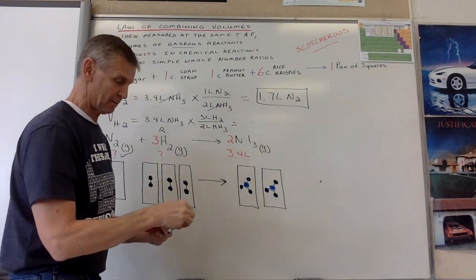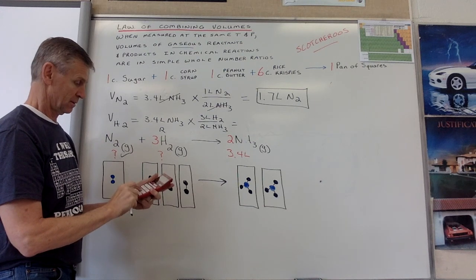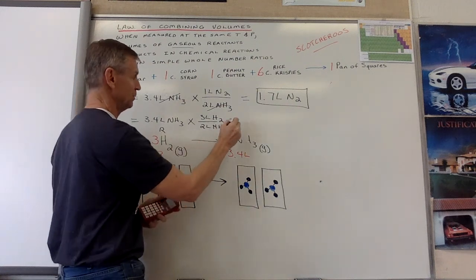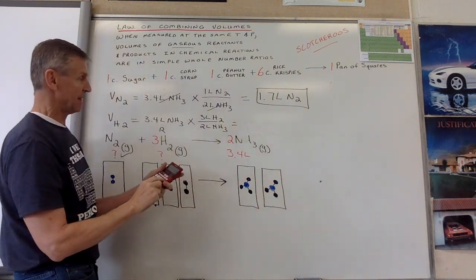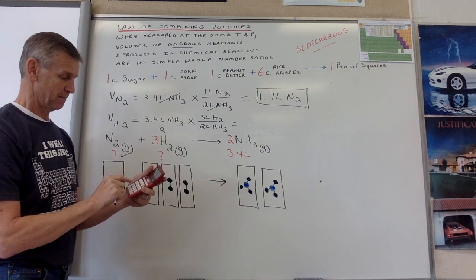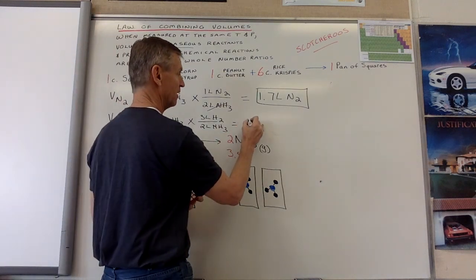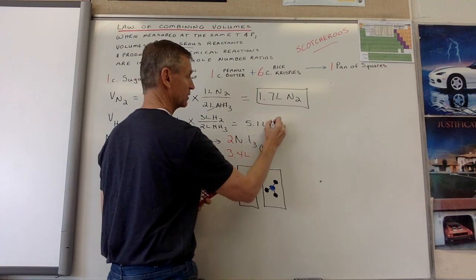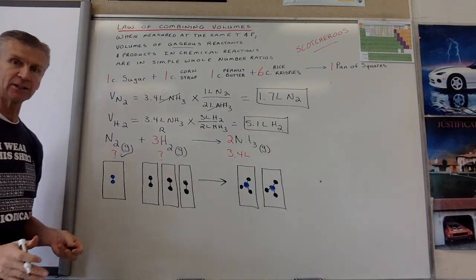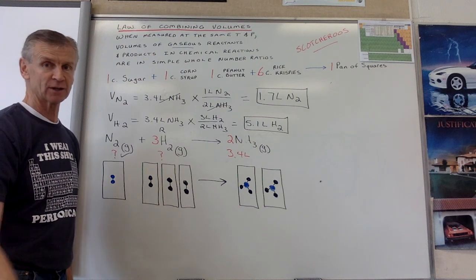So all I do is plug that in my calculator, 3.4 times 3, 10.2, and then I'm going to divide that by 2. And that gives me 5.1 liters of hydrogen. And that is my calculation to determine both answers that were required in the question.